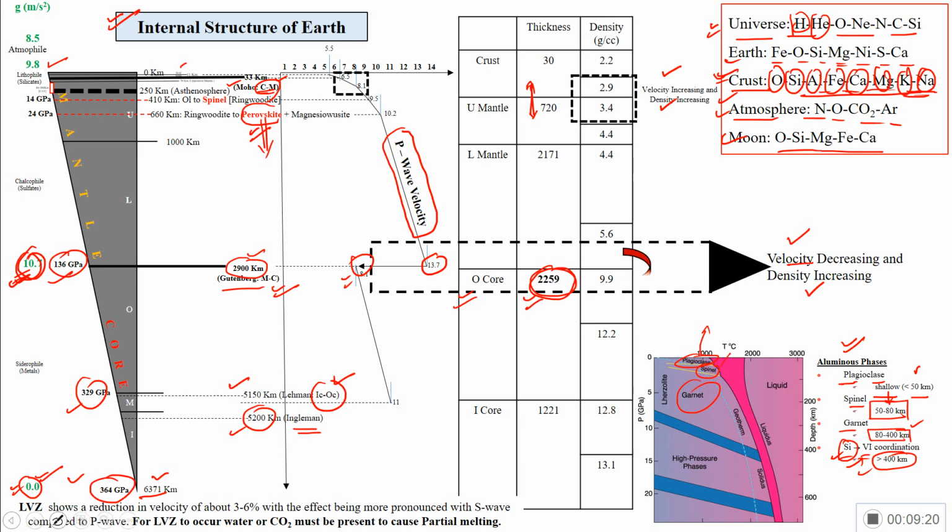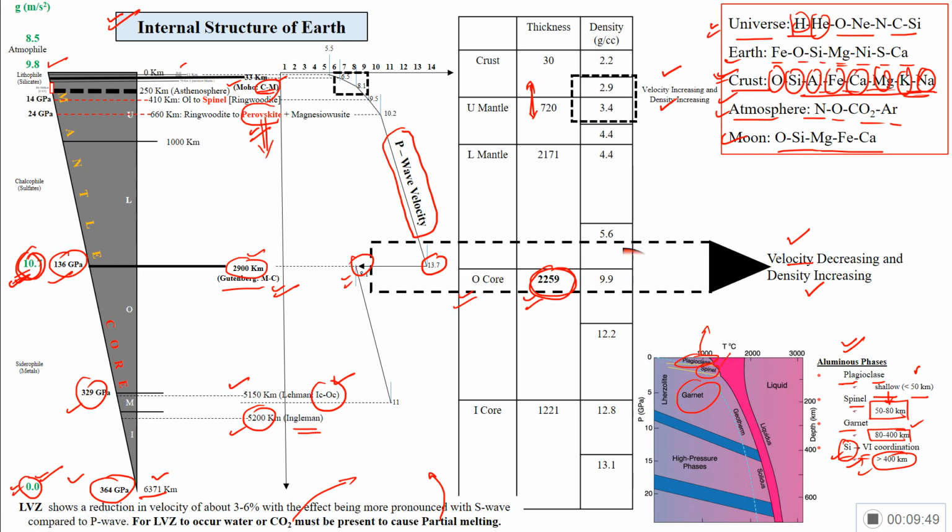In the low velocity zone, there is a reduction in velocity of about 3 to 6%, with the effect being more pronounced for S wave compared to P wave. For a low velocity zone to occur, water or carbon dioxide must be present to cause partial melting. Due to this partial melting, or a change in phase, a low velocity zone is created.